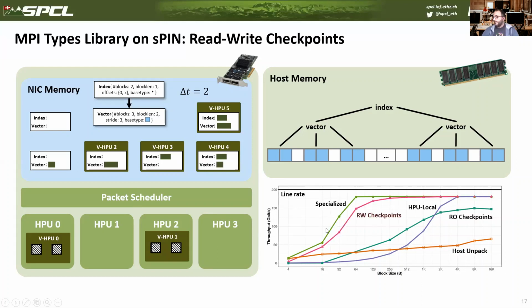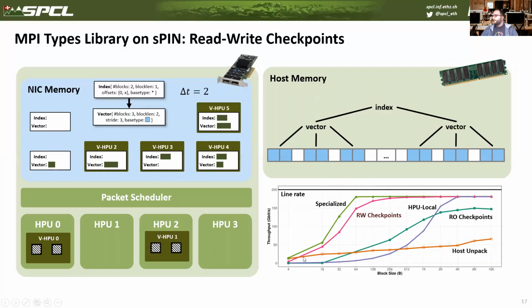If we plot now the performance of read-write checkpoints, you see that we actually approach specialized, and the big difference is that we are using a generalized handler, right? We don't need to write a handler for each data type, but we just have one, and what changes is basically the data structures we build. The important point is that you build these data structures per data type and not per message. So you can build them once and then reuse them. If you reuse the same data type for receiving multiple messages, you don't have to build them again.